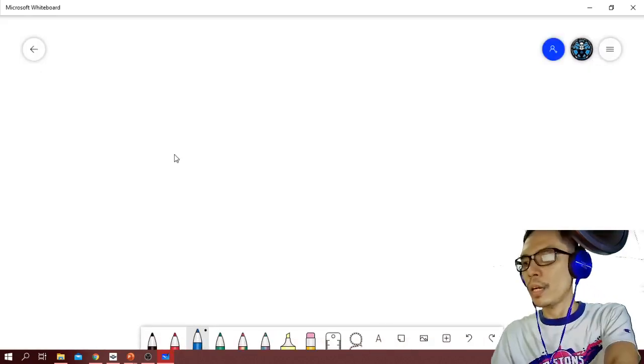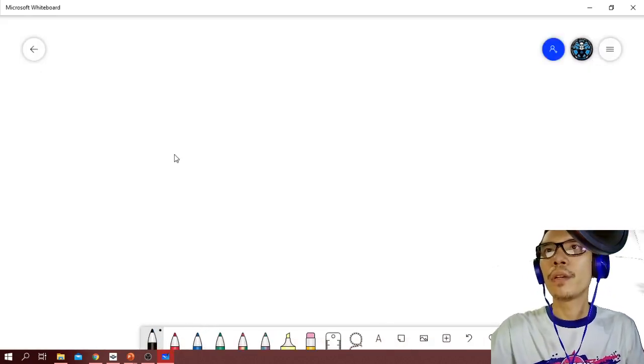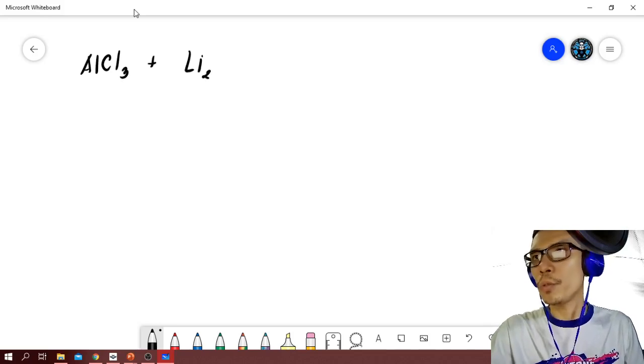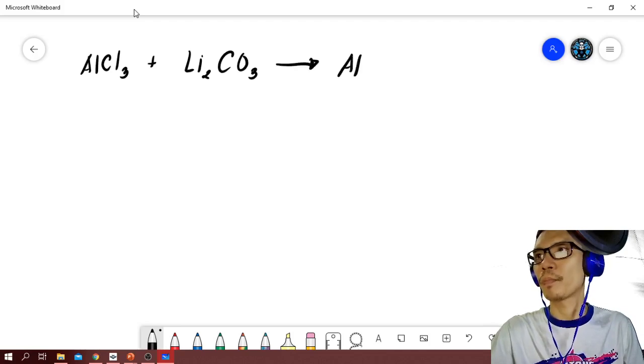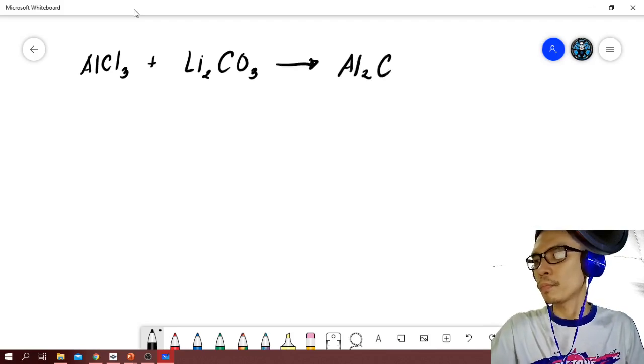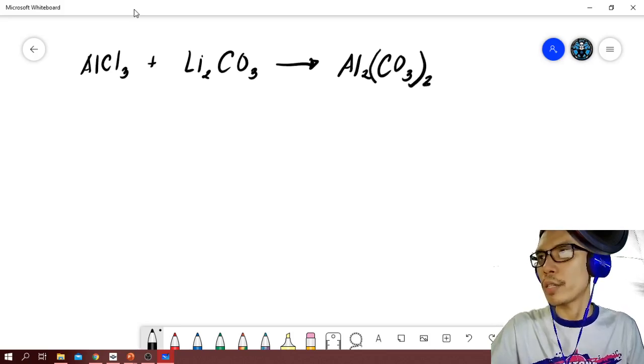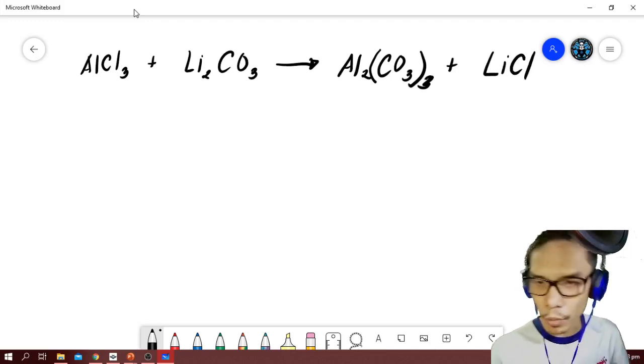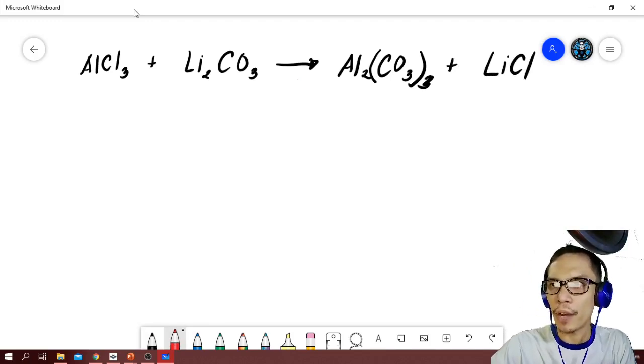I will need another new whiteboard. Okay, let's write it down here. So we have AlCl3 plus Li2CO3. There you have it. And we have the arrow. On the other side, we have Al2(CO3)3, the parentheses, don't forget 2. Rather 3. Next one, plus LiCl. There you go. Now, what is the balanced equation for this one?